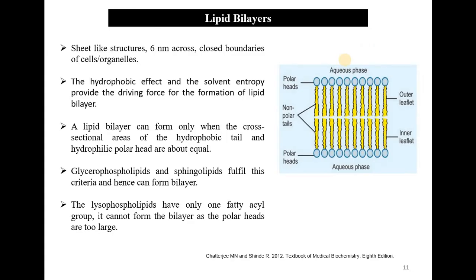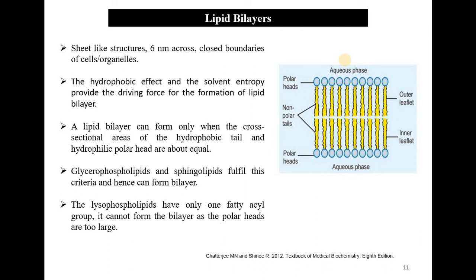Now, what are lipid bilayers? You must have heard about this term, that there's a formation of a lipid bilayer. How and what happens when there's a formation of lipid bilayers? If you look at the structure, this is in the water, which is an aqueous phase. You have a polar head and a non-polar tail, which are facing towards each other. This is basically a sheet-like structure, which is about 6 nanometers wide, and there are closed boundaries of the cells or organelles.